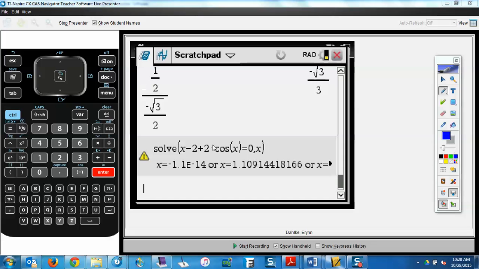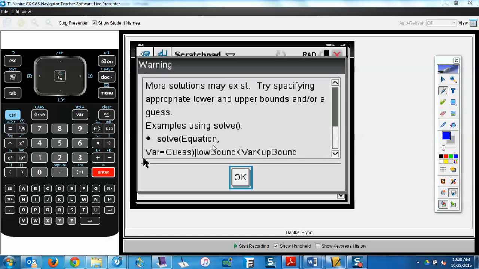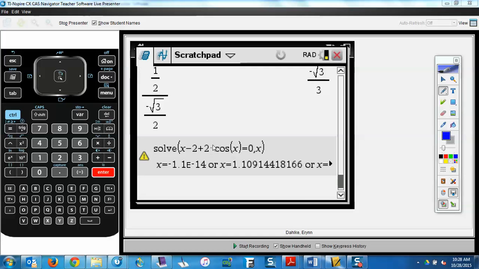Like right here, if you put your cursor over top of that little thing, I think it might say something like... I'm not sure if we get an error message or can click on that. But a lot of times that's what it means. "More solutions may exist. Try specifying upper and lower bounds," blah, blah, blah. So when you do a solve, you're never quite sure. Hit OK. So you do have to be careful with that.